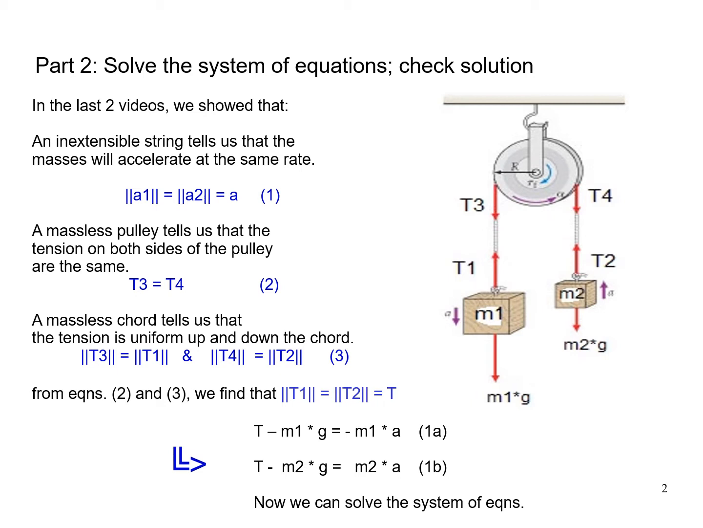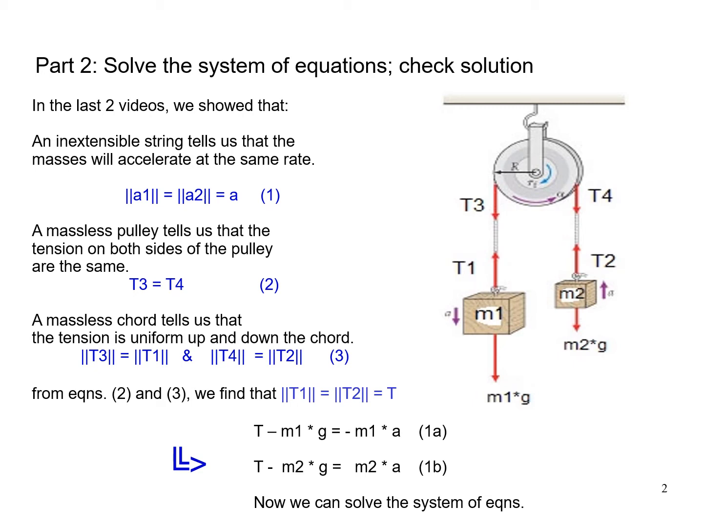4. And finally, we use the last two implications to show that the magnitude of the tension T1 is equal to the magnitude of tension T2. The argument being that if the magnitude of T1 equals the magnitude of T3, and if the magnitude of T3 equals the magnitude of T4, and if the magnitude of T4 equals the magnitude of T2, then the magnitudes of T1 and T2 are also equal.